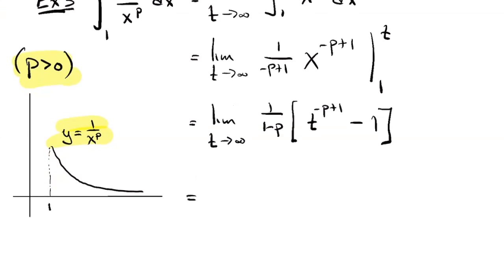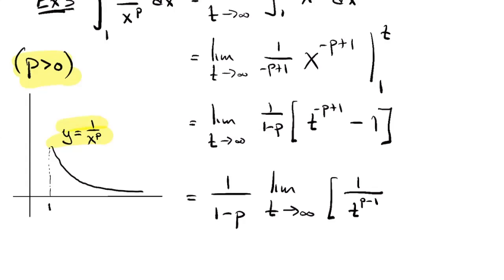This constant, 1 over 1 minus p, doesn't depend on t, so I can pull it through the limit. It's just notational convenience. Right, so I've got the limit as t goes to infinity of what is in this bracket. I'm going to write this as 1 over t to the p minus 1. If I put that in the denominator, you change the sign of the exponent. Does that make sense? I'm looking at this, that's negative p plus 1. When I write it in the denominator, I have to change the signs of everything there. So it has to be positive p minus 1. Maybe that's a clearer way to say that.